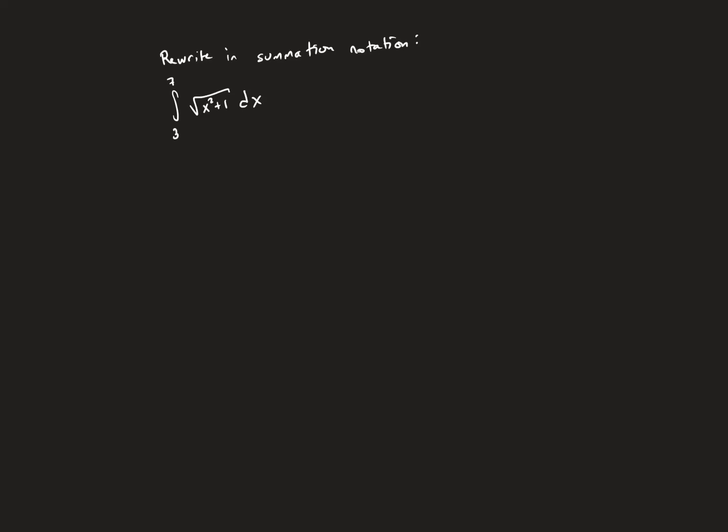Hi there. So this video is to explain section 6.3 in the AP curriculum, all about rewriting definite integrals into sigma or summation notation. So we talked about the definition of definite integrals in class and how it was a limit as n goes to infinity, sum from k equals 1 to n, f of x sub k times delta x.